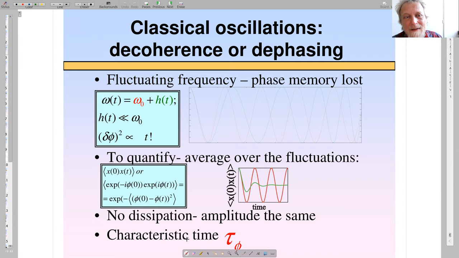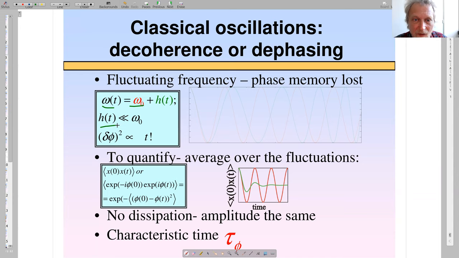However, there must be some fluctuations of frequency. Well, frequency might depend on whatever parameters: pressure, temperature, stress, and these quantities can fluctuate, resulting in fluctuations of frequency. So one could say the frequency is an average frequency plus some addition which fluctuates in time. And even if this change is small, it might result in a big change of the phase of the oscillations. So phase memory can be completely lost, right?